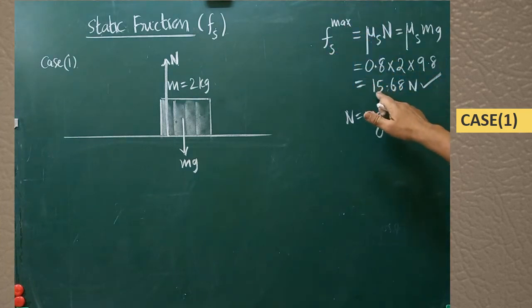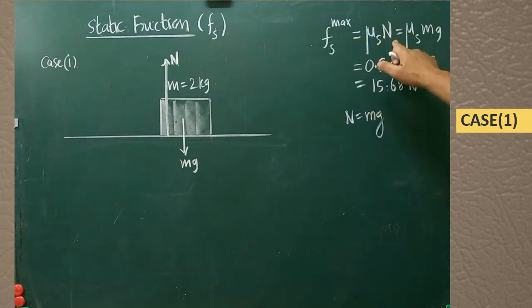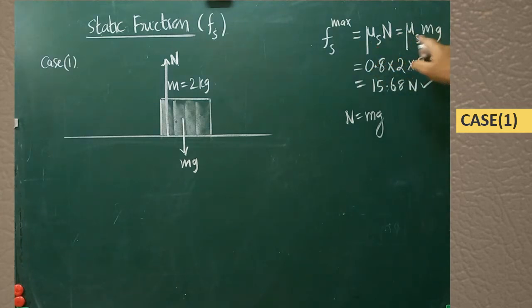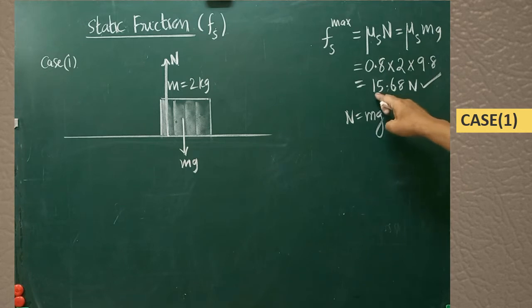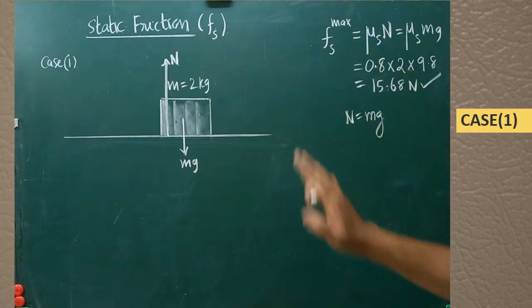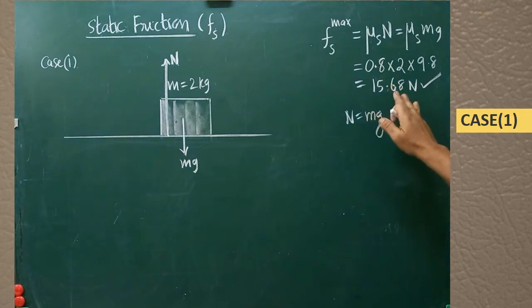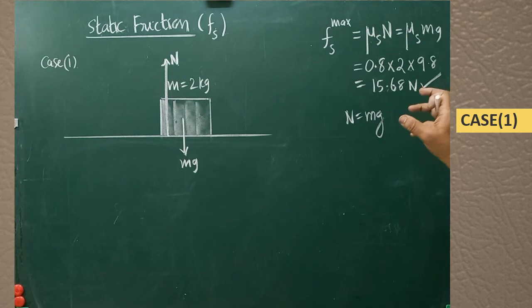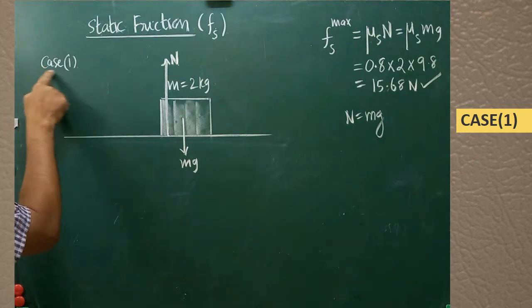Fs max can be calculated by a standard formula, mu s N. Instead of N, mg is substituted, and I have calculated the maximum frictional force offered by the surface. This is the important one. With the help of this alone, we are able to find out whether the object will move or not. Are you clear? Just keep the value aside. Understood? Now, let us learn case number 1.